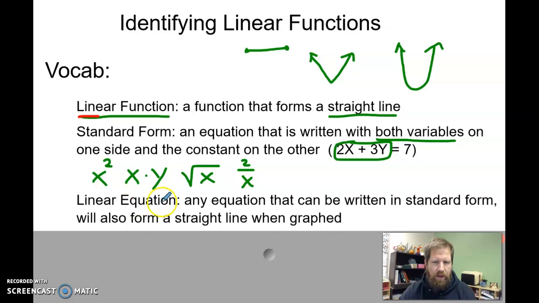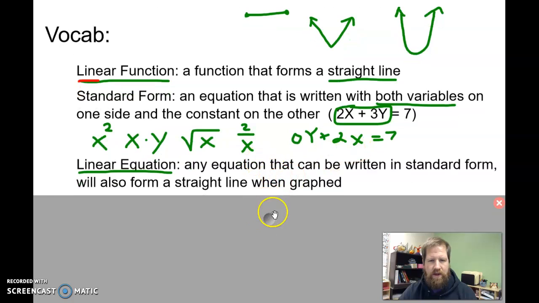There is one other kind of special case. If the value of the coefficient, the number that we're multiplying by y, is 0, so we end up with something like 0y plus 2x equals 7, this will be a linear equation, but not a linear function. We'll look at why in just a second.